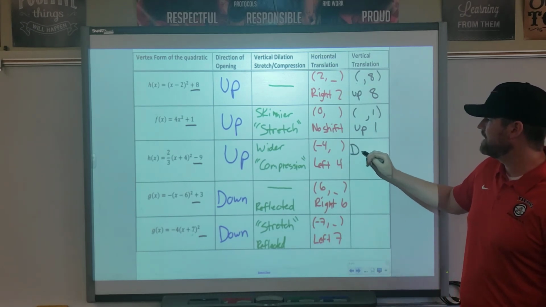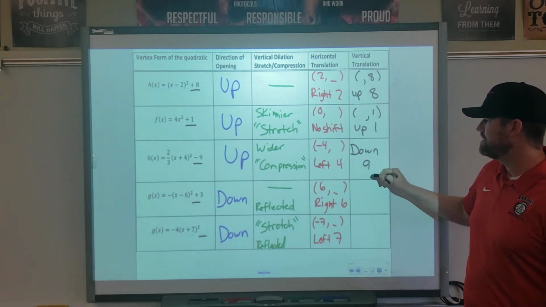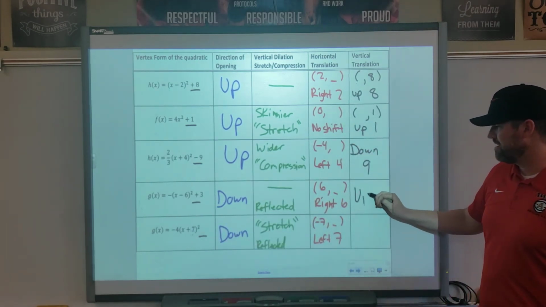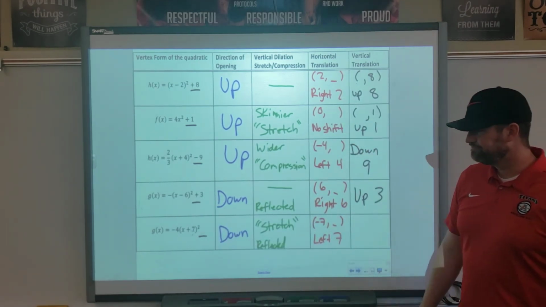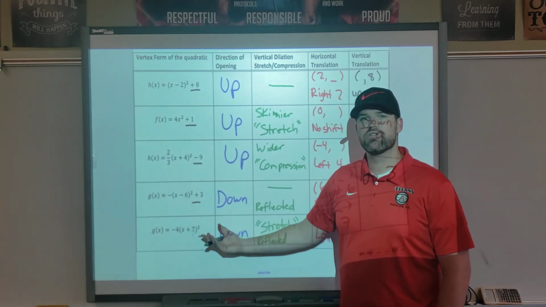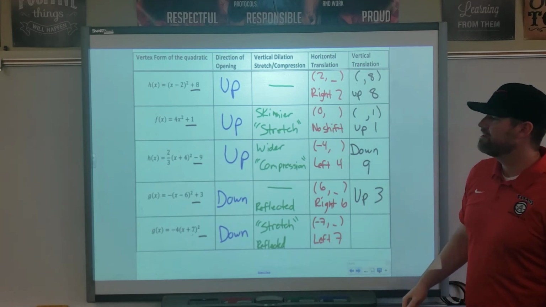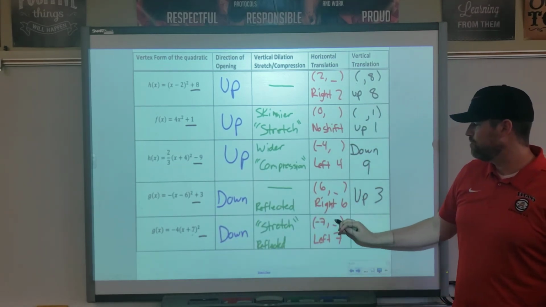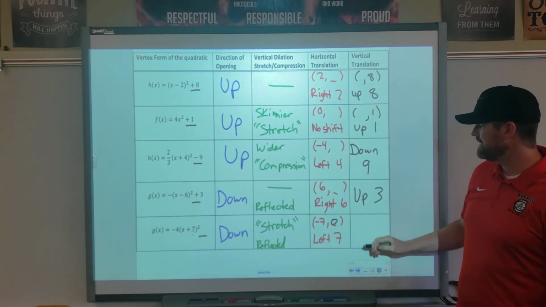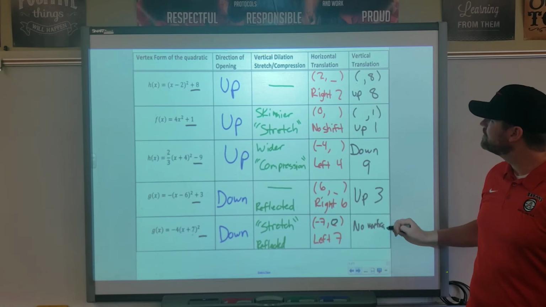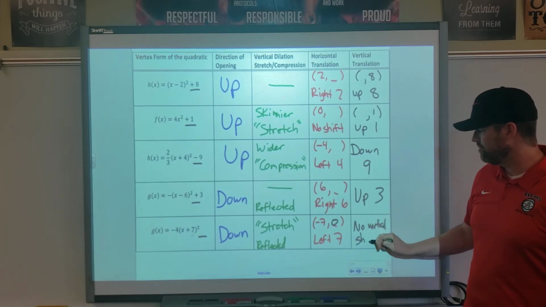This one we have -9. I think you're probably getting the hang of it. That means we're going down 9. Our K value is +3, so that is up 3. And then this one, there's no number added or subtracted at the end, so there's no K value, which means our vertex, although it did shift 7 to the left, the Y coordinate will be 0, which means there was no vertical translation or no vertical shift.